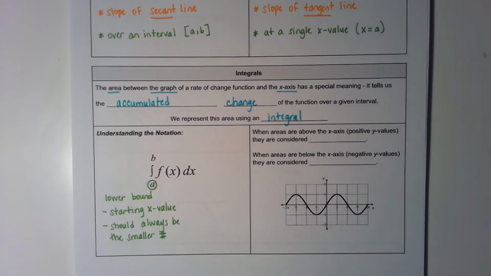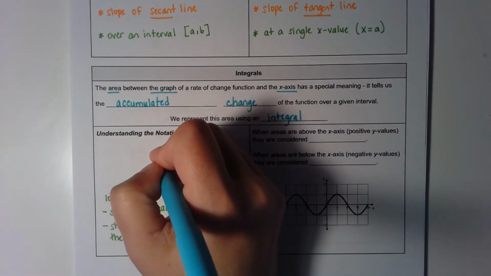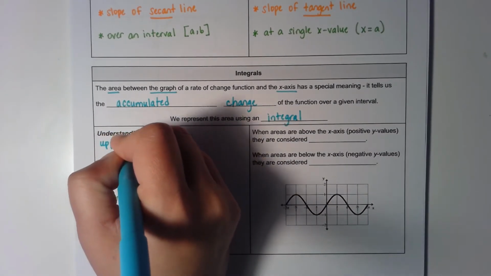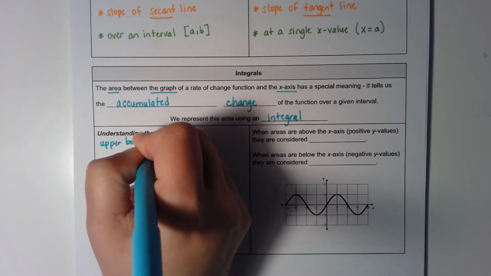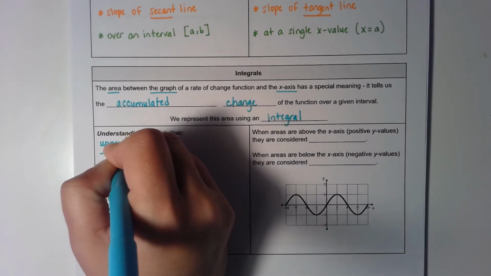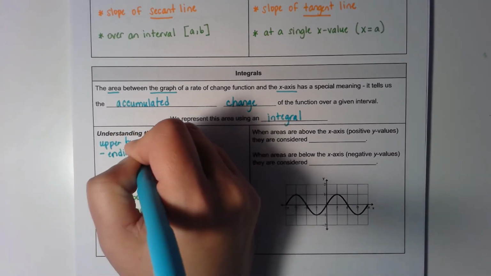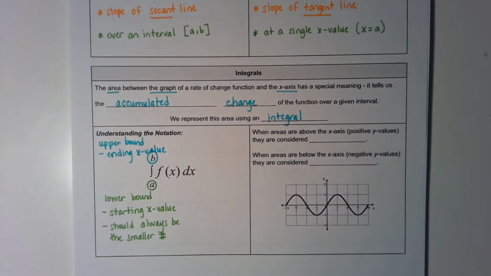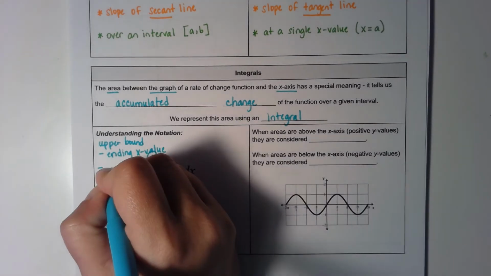When your integral is written properly, the lower bound should always be the lower number. And the upper bound, which is right up here, tells us the ending x value. So integrate means find the area starting from where x is equal to that lower number and ending at where x is equal to the higher number. It should always be the higher number.